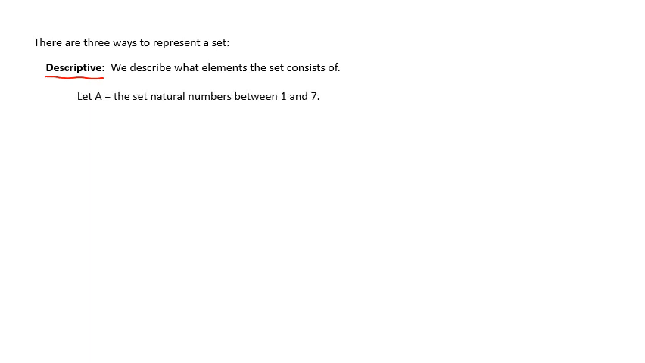There are 3 ways to represent a set. The descriptive method, we describe what elements the set consists of. You have to be careful here because when you try to describe something, remember it has to be well defined. For example, let A equal the set of natural numbers between 1 and 7. Just to remind you, the natural numbers are 1, 2, 3, 4, 5, 6, 7, 8, 9, 10, and so on.